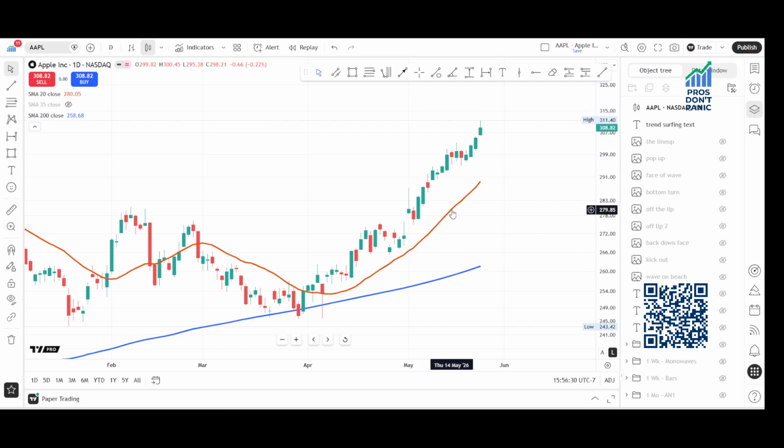You're starting to get near the beach, and something's going to happen here where, at a minimum, it's going to pull back to the 20. That's a natural event. And it may decide, well, we're done. We're clearly on the beach, and we're going to come back into the ocean, and we're going to set up for another wave. So this is trend surfing.